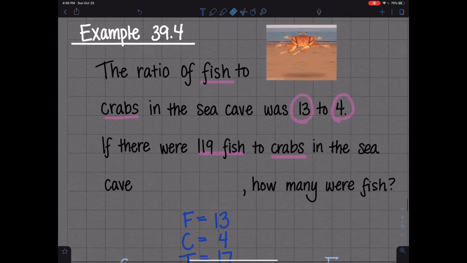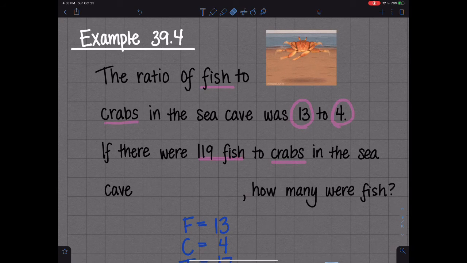Oh, no, I did not write that right because it doesn't make sense. Okay, I must have been tired when I did this. All right, let's change this. It tells us that if there were 119 fish and crabs, so this is not the number of fish right here. This is the new total. So this is the total, the new total.